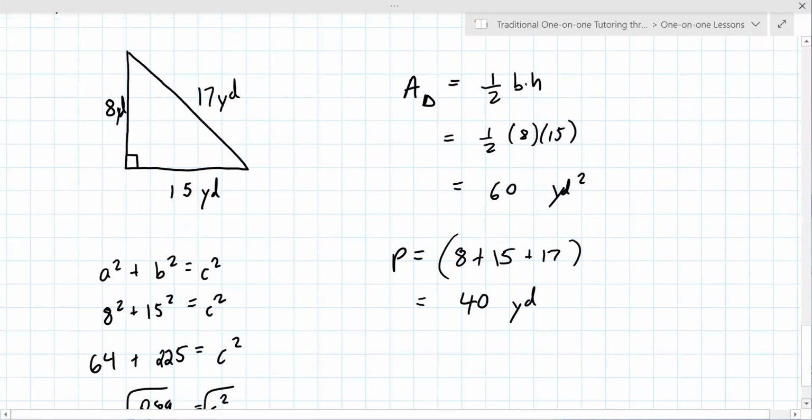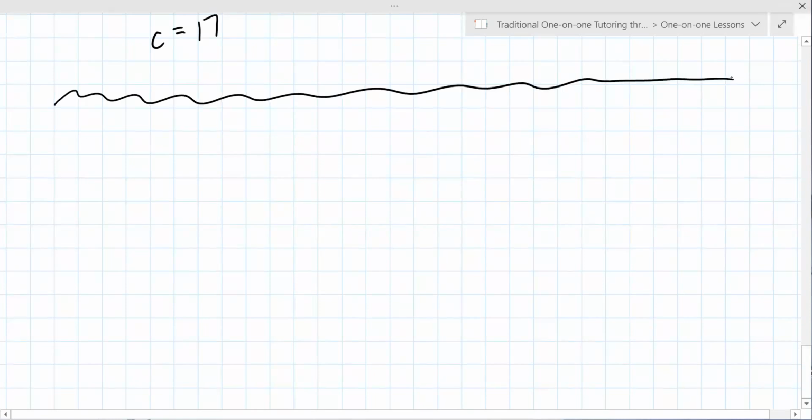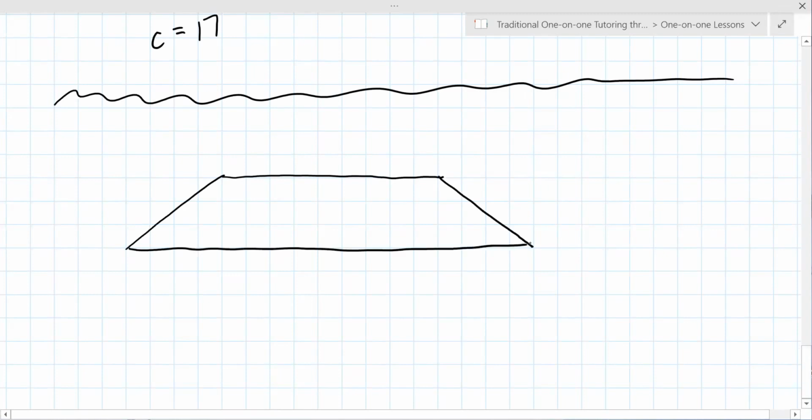All right, now let's look at what's called a composite figure. Oh yeah, composite figures. It's so hard. Well, you can do this. I tried it, but it's just a very hard thing to do. It's so impossible.